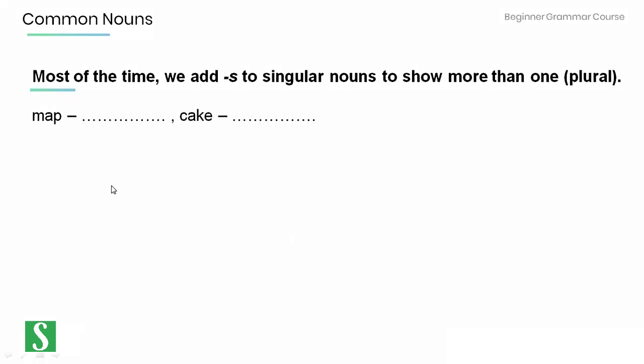Great. Now again, most of the time we add s to singular nouns to show more than one, plural. What is the plural form of the word map? Maps. The word cake? Cakes.